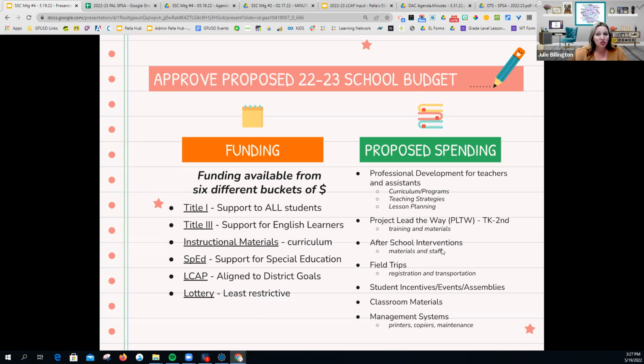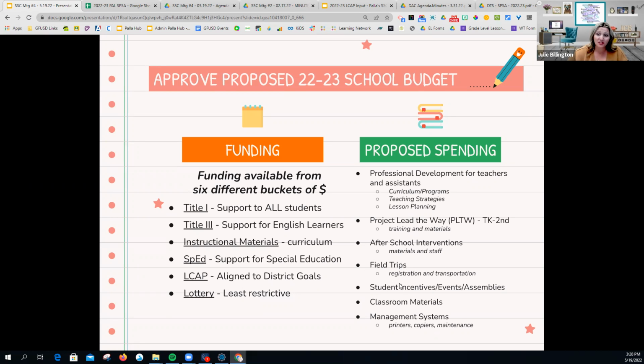And then after school interventions. Second grade did a lot of after school interventions this year, so that's paying for the materials and the staff that's being used. We would like to provide more after school interventions as possible. We also had some with some of our other grade levels that were able to do that as well, or even just extra staff members that were able to stay later. And so that was providing that after school intervention.